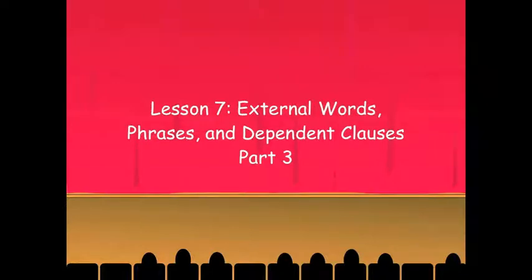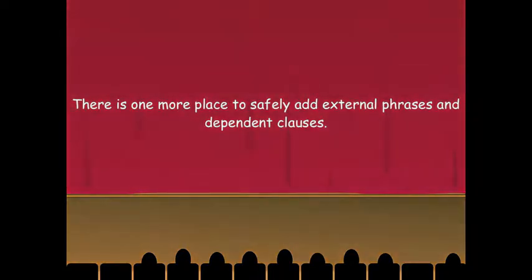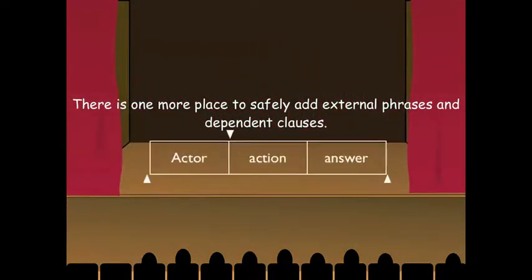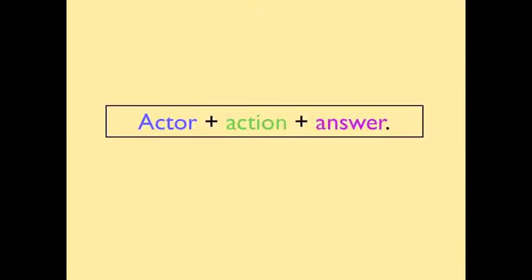Today we're going to finish our conversation about external words, phrases, and dependent clauses. In the last two lessons, we talked about the three safe places to add external words, phrases, and dependent clauses. And those three safe places are before the actor, between the actor and the action, and after the answer. In today's lesson, we're going to learn how to put the external information between the actor and the action.